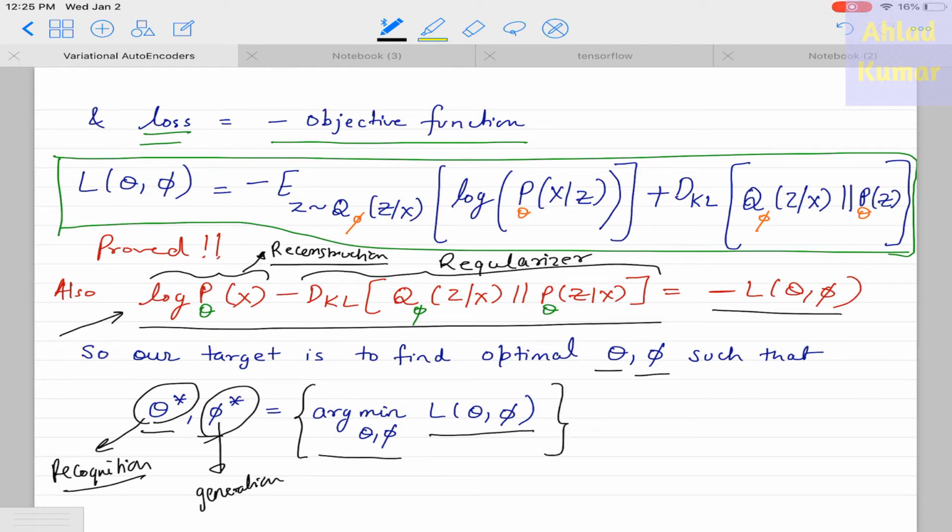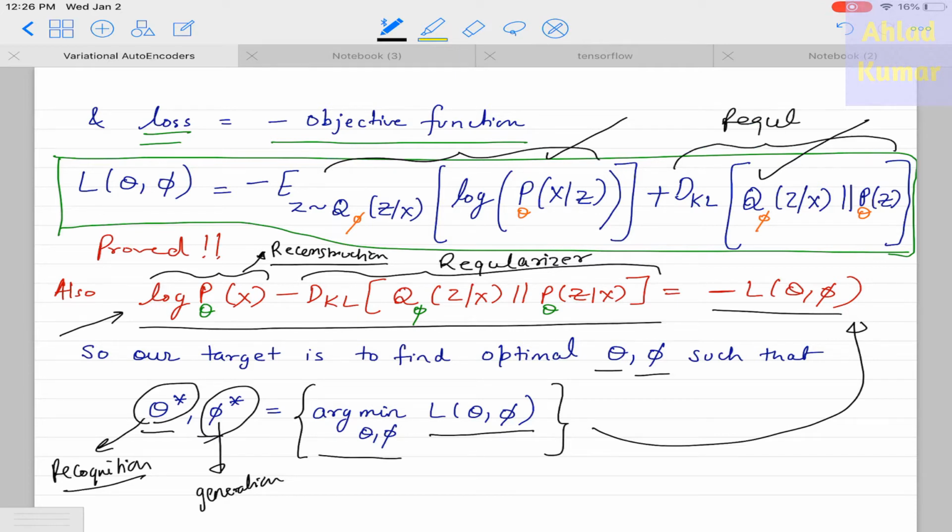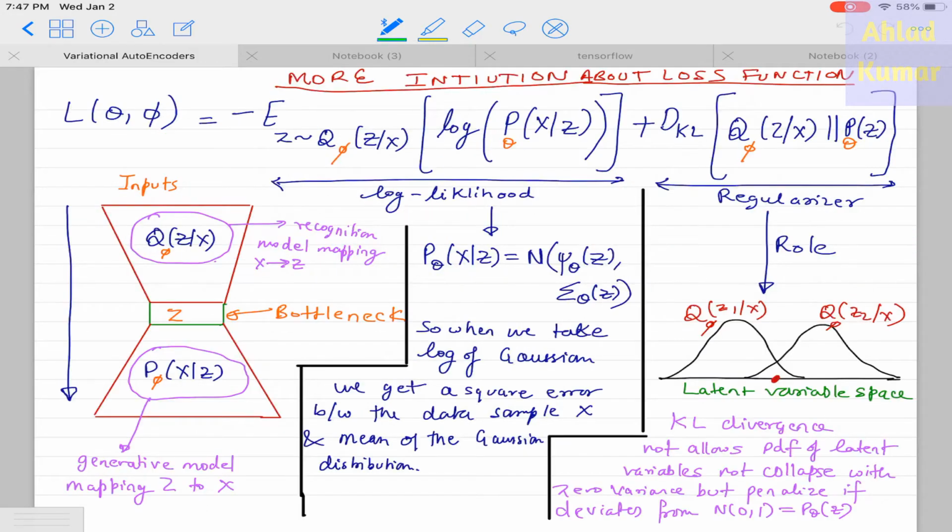So before going any further, let's have an intuitive understanding of what this first term means and what this second term means. That is, the first term which we call a reconstruction loss, and the second term which we call a regularizer. So we will understand this first, then we will move forward and see how to simplify this expression in the simplest way. So let's have a more thorough understanding of the loss function.